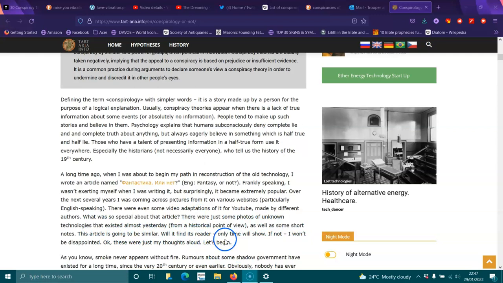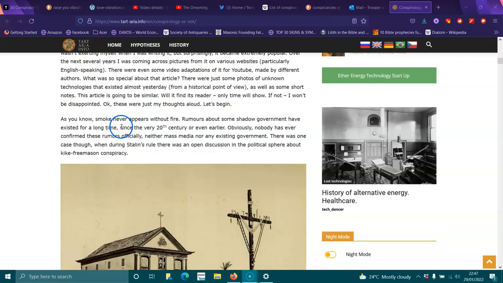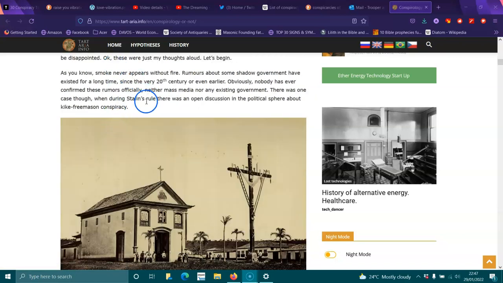Will it find its reader? Only time will tell. If not, I won't be disappointed. Okay, those were just my thoughts aloud. Let's begin. As you never know, smoke never appears without fire.